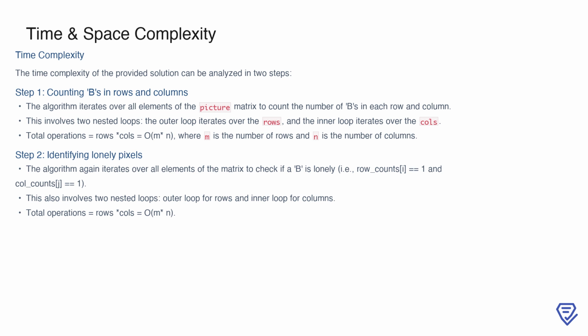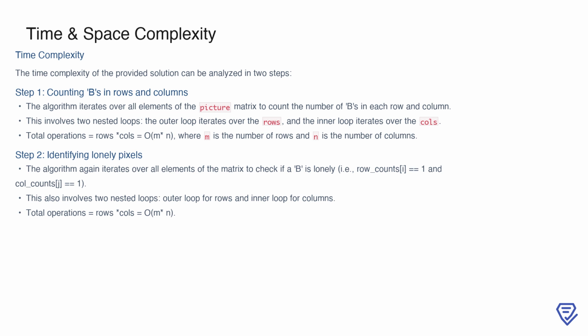Next, the algorithm performs another pass over the matrix, this time checking if each B is a lonely pixel. The condition for being lonely is that the row count and the column count for that specific pixel must both equal 1. Again, this step involves iterating through all rows and columns, contributing an additional O(m*n) operations.